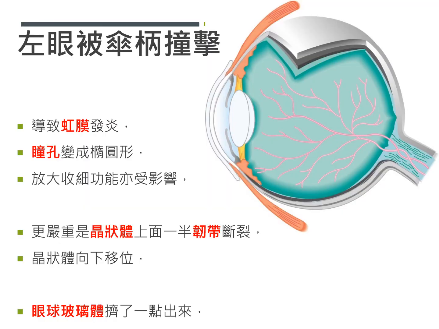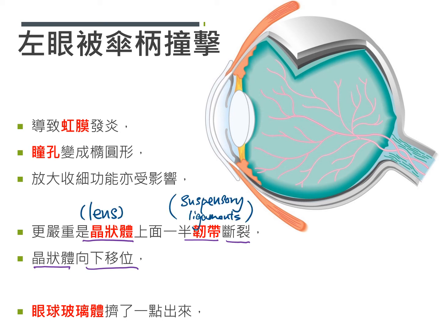After knowing about the ciliary body, the suspensory ligaments, and the lens, let's take a look at Miss Chen's case. Let's see how serious her injury is. 更嚴重係晶狀體上面一半韌帶斷裂，晶狀體向下移位. So I think right now you can tell what is 晶狀體 and 韌帶. 晶狀體 is the lens, 韌帶 is the suspensory ligaments. So based on the case, on top of the lens, half of the suspensory ligaments are broken. And what happened is the lens moved down.